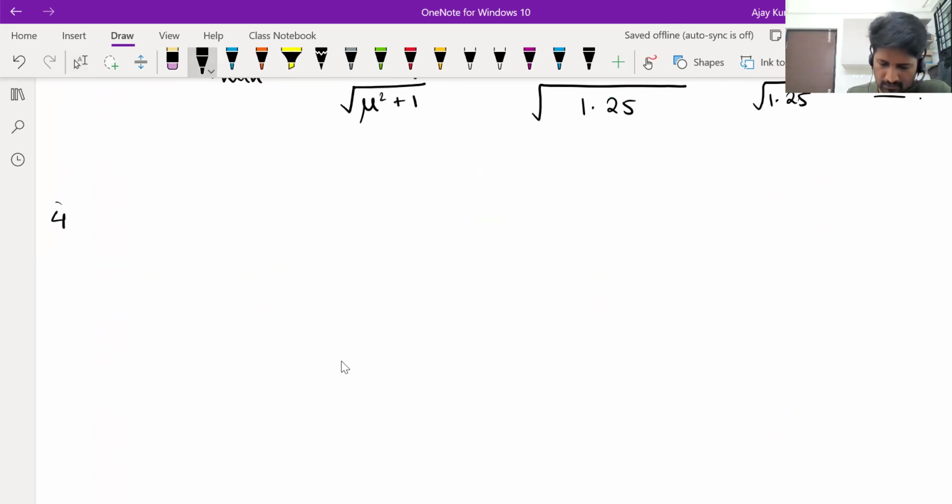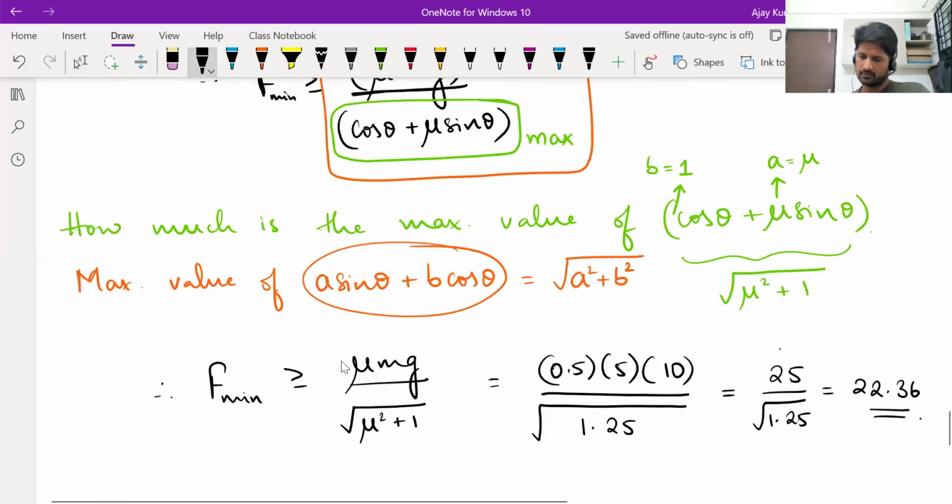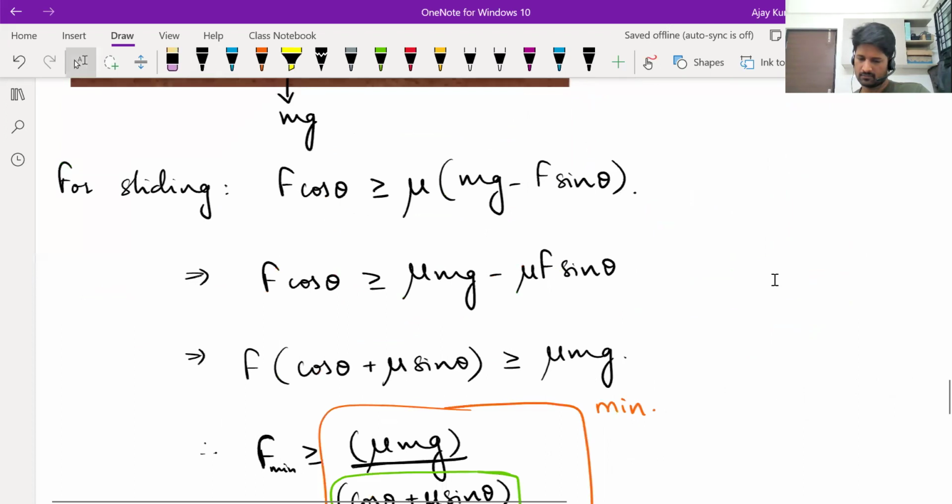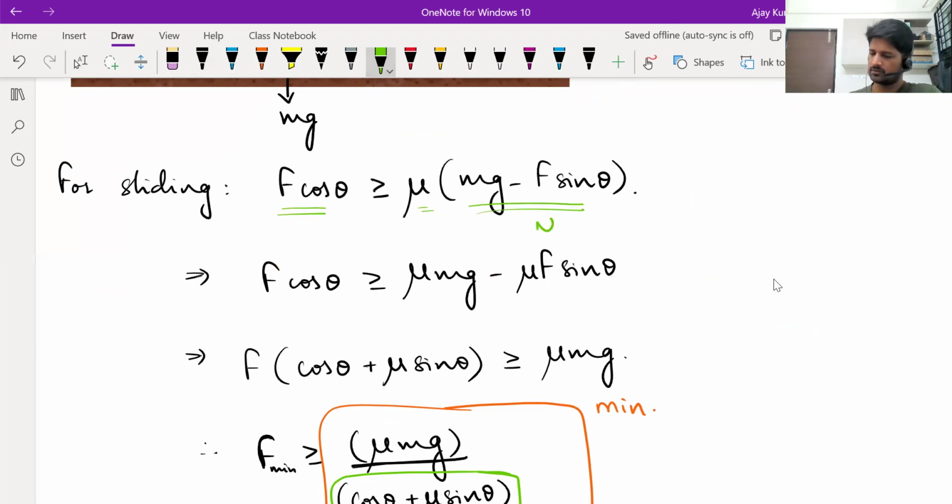Can you scroll up one second? I just want to go through this part. No, sir, like the starting two steps. This. Yes, sir. So f cos theta is the force which is trying to slide the block. This is mu and this term is normal force. So this whole thing becomes limiting friction. Okay, sir. You can scroll down.